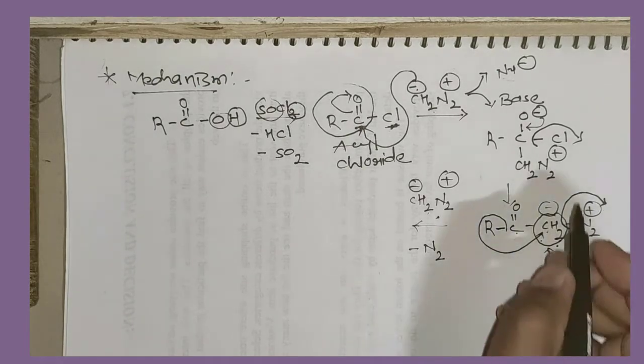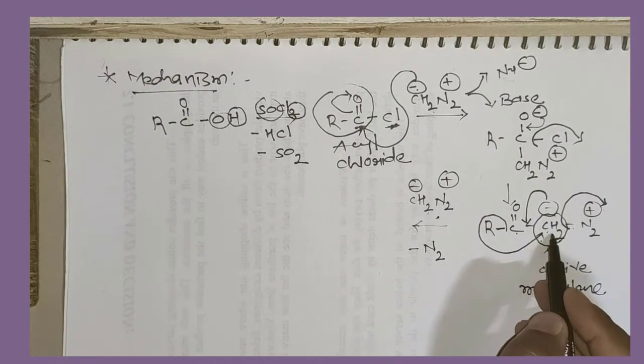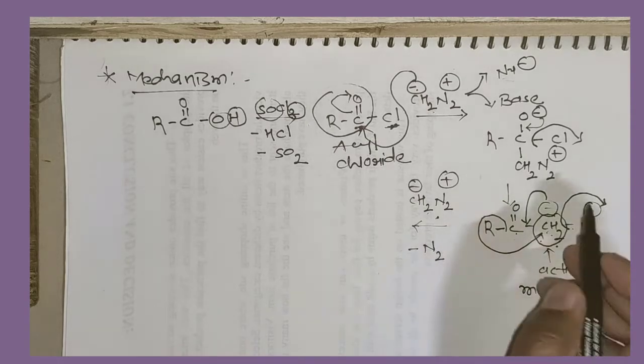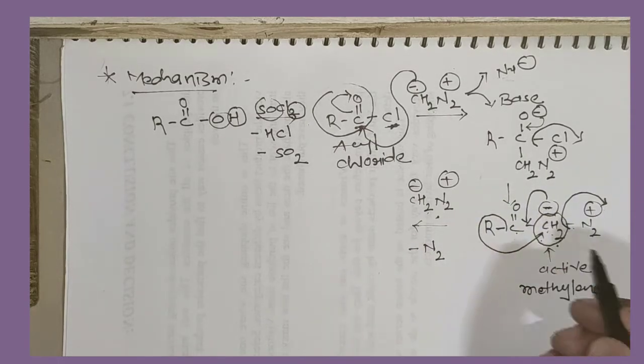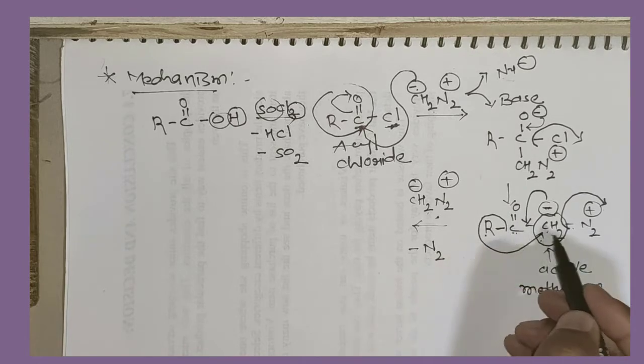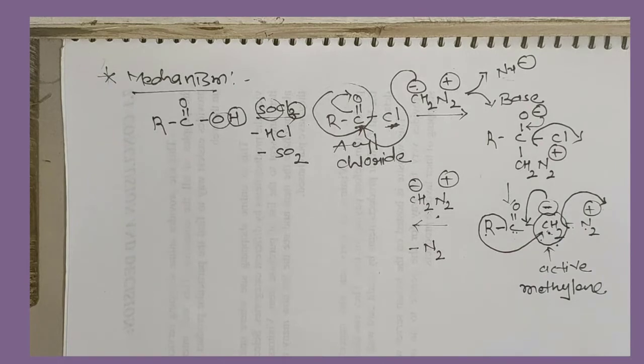Right? So the first thing is that this bond transfers to here, R transfers to here, and this nitrogen is removed from the molecule as N2, a stable molecule. Clear? So here the negative charge acts as a driving force to transfer the R group from the carbonyl carbon to this carbon and to remove the stable N2 molecule.